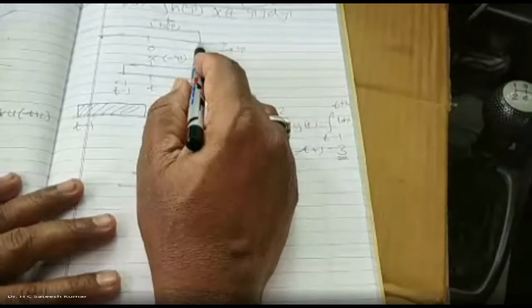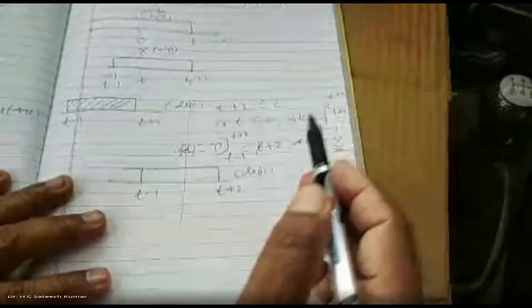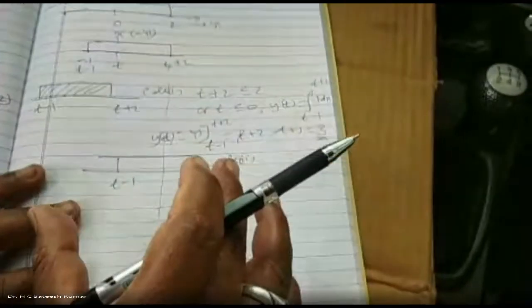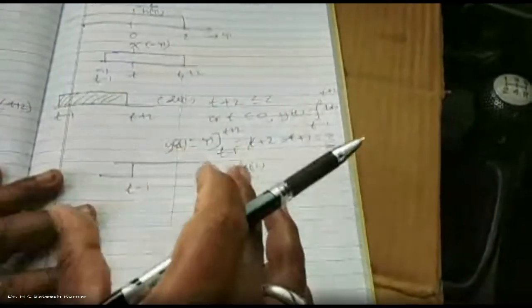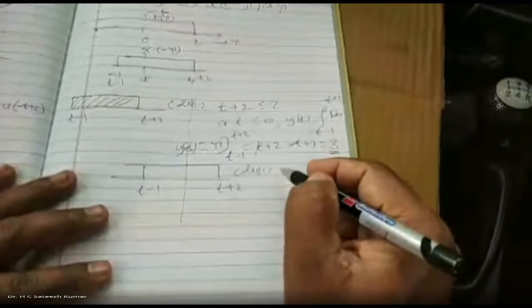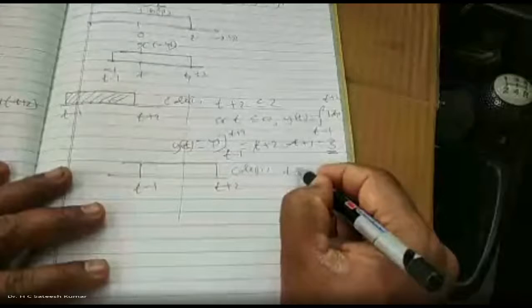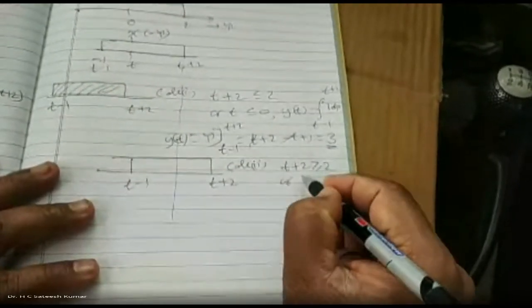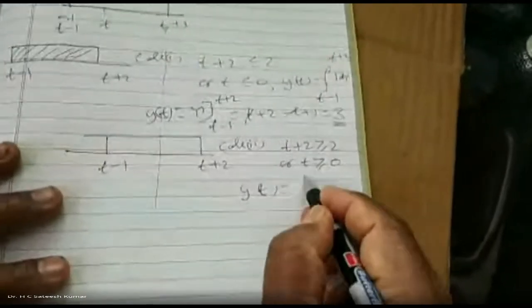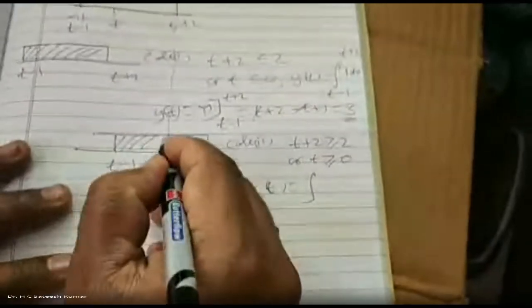Start decreasing from 2 means what? Once it crosses 2, the area goes on decreasing. For the second signal to come out of the range of the first one, you have to move by 3 units, because the width of the second one is 3. So case 2 is what? T plus 2 is greater than or equal to 2, or t greater than or equal to 0. Y of t is equal to integration. The overlap is this much only now.